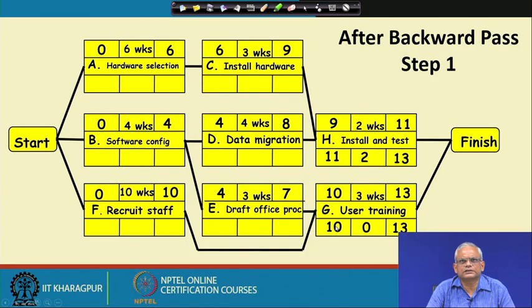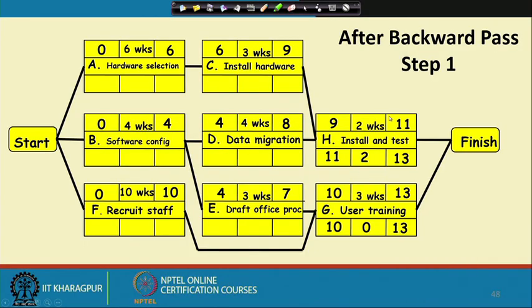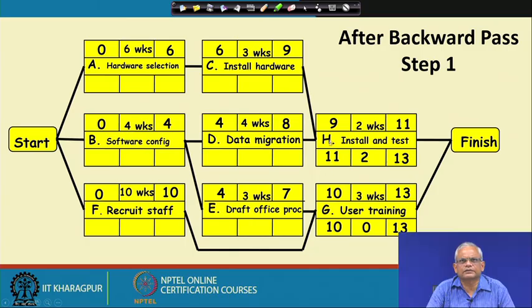Now, the next thing that we compute is the slack time, which is the difference between the earliest finish and the latest finish, the latest finish minus the earliest finish, or the latest start minus earliest start, both will give 2. So, we put 2 here, we put 0 here.